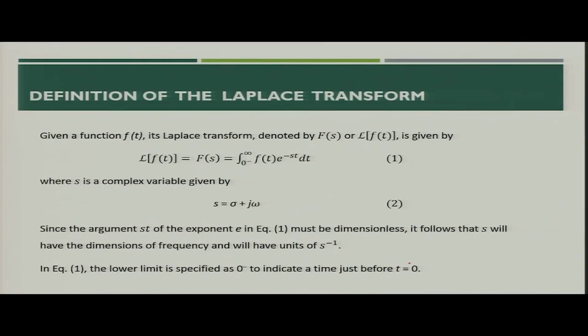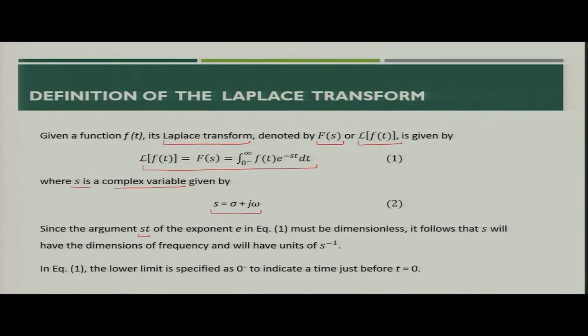Now, how do we define the Laplace transform? Laplace transform is denoted by F(s), or you can say Laplace of f(t), and is given by F(s) equals the integration from 0 minus to infinity of f(t) e to the power minus st dt. What is s? s is a complex variable and is given by sigma plus j omega.